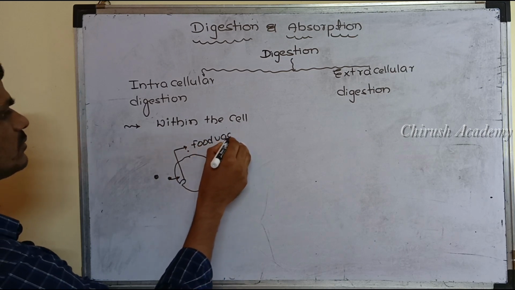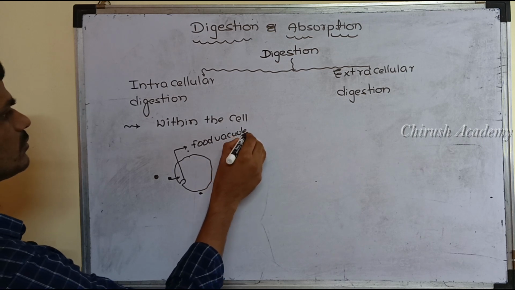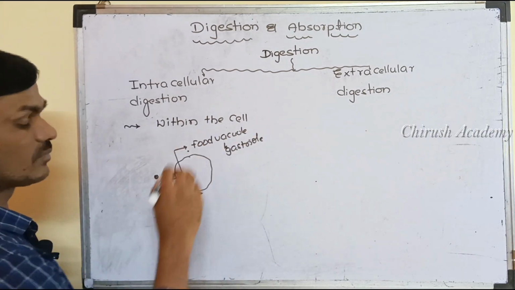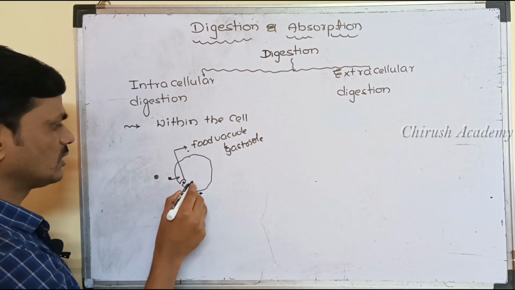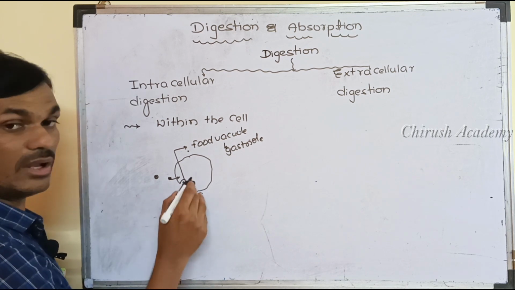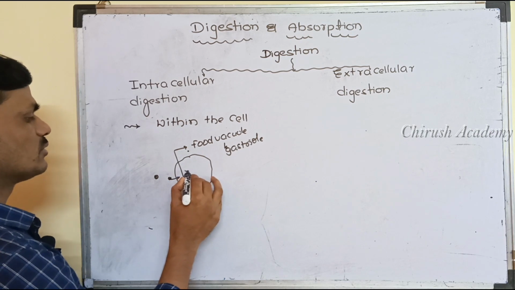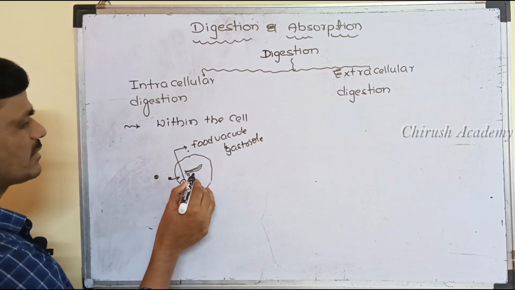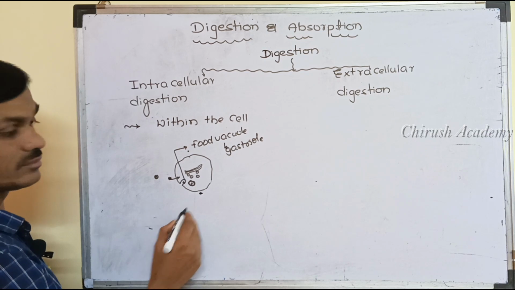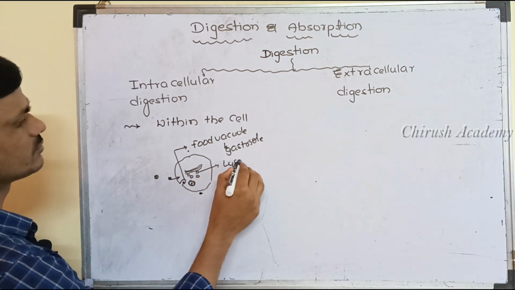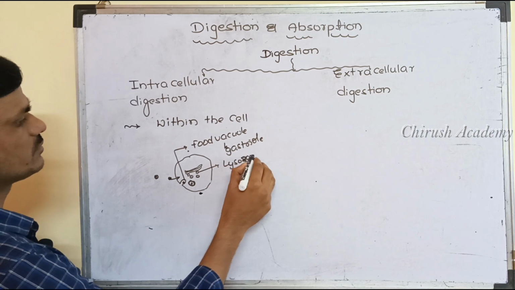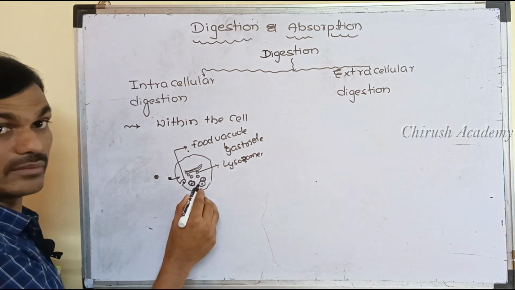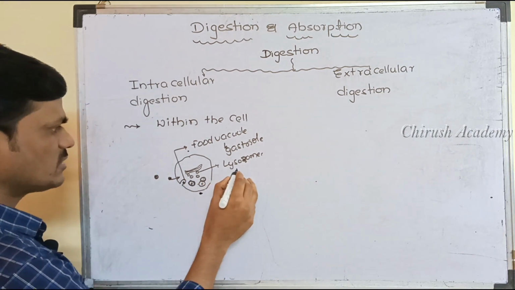Food vacuole, or gastriole. So the food is ingested into the cell by forming a food vacuole or gastriole, right? So this is the Golgi complex. Golgi complex forms lysosomes. So these lysosomes attach with the gastriole or food vacuole.